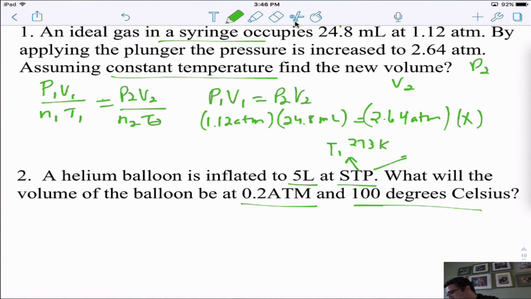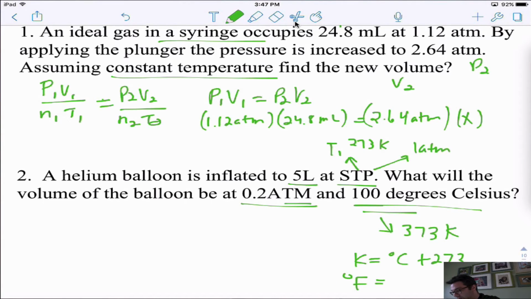And this is P1. We'll leave it in atmospheres since the second pressure is in atmospheres, so that would be 1 atm. Also be careful because in this one, the temperature, 100 degrees Celsius, you should make into Kelvin, so that's 373 Kelvin. If you don't know how I did that, remember that Kelvin is equal to degrees Celsius plus 273. And if you have Fahrenheit, Fahrenheit is equal to 1.8 times degrees Celsius plus 32.